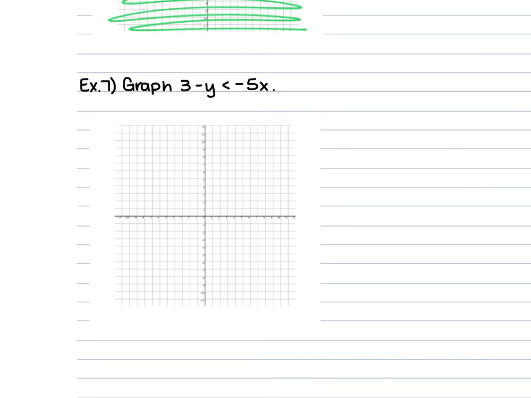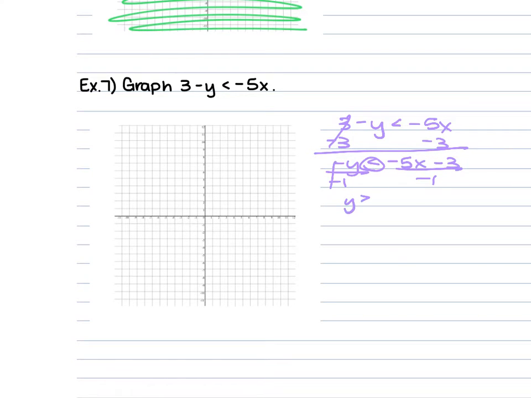For example 7, we have 3 minus y is less than negative 5x. So we are going to subtract that 3 from each side. We have negative y is less than negative 5x minus 3. Then we divide by negative 1, switch the sign. So y is greater than 5x plus 3.